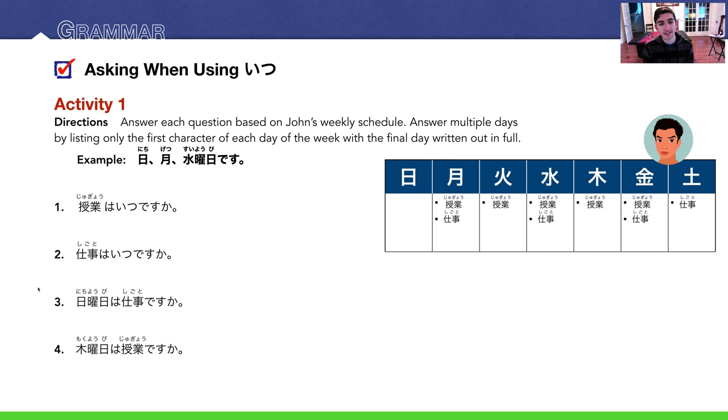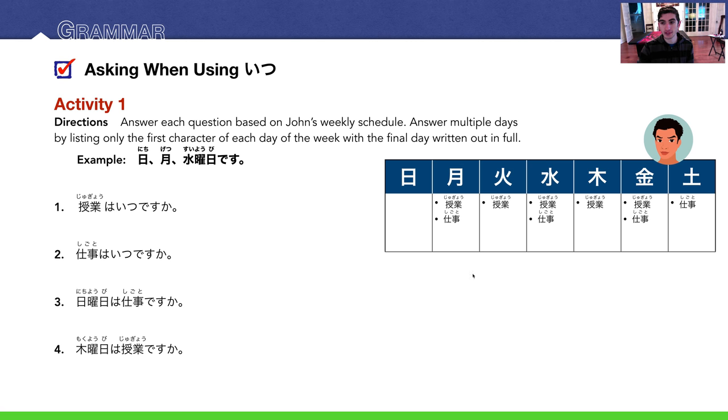Number two, 仕事はいつですか? Well, looking over here, it's on Monday, Wednesday, and Friday and Saturday. So we could say 月、水、金、土曜日です。 3番, number 3. 日曜日は仕事ですか? You might be confused. It looks like maybe this is saying, is Sunday work? But in natural English, you could say, is there work on Sunday? Well, there's nothing in his schedule for Sunday. He's free as a bird. So we could say, いいえ、日曜日は仕事じゃありません。ではありません.